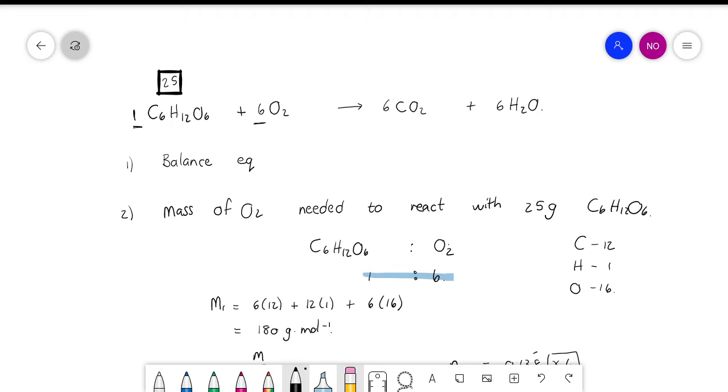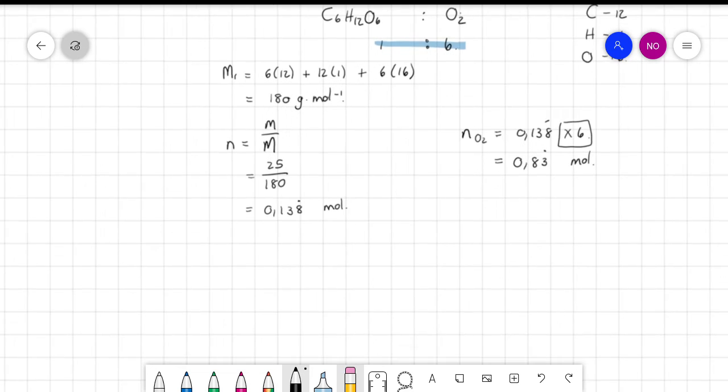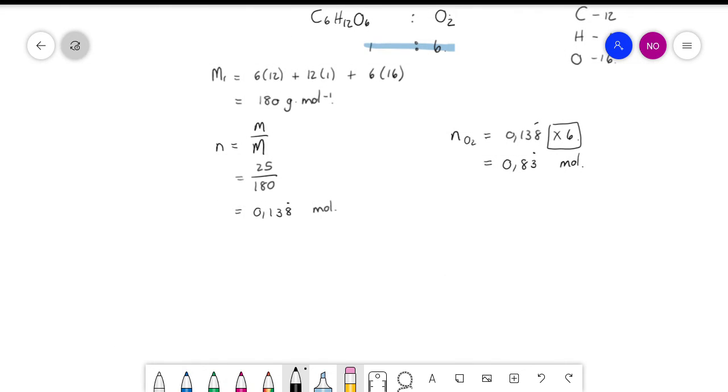Are you awake? Yo! Anyway, and now if we have that, we can calculate the mass of the glucose.